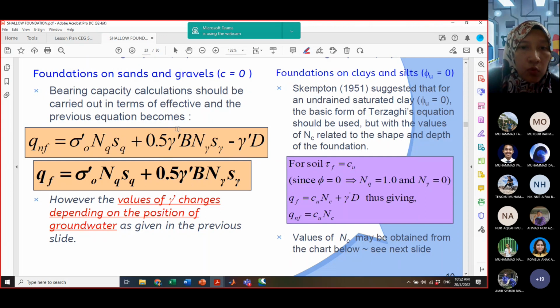Semua ada prime. Semua ni atas ni ada prime. Semua ni akan ada prime. So what is SQ, S gamma, semua ni? Dia adalah shape factor. Shape factor kepada footing types. Kalau kata strip, dia punya shape factor berapa nilai dia. Kalau you ada square footing, shape factor dia berapa.